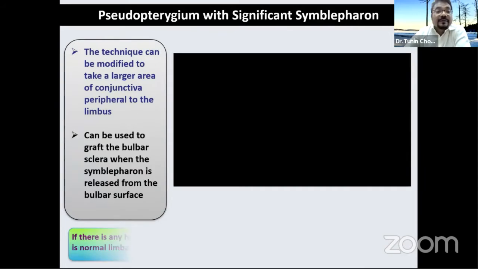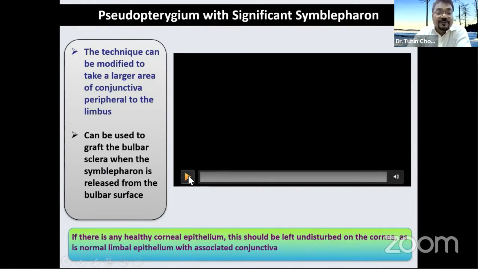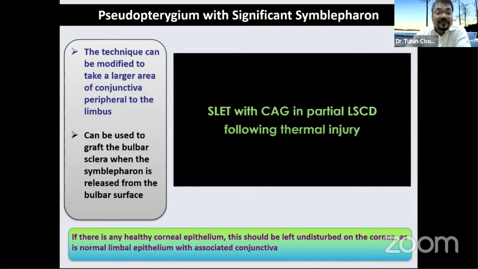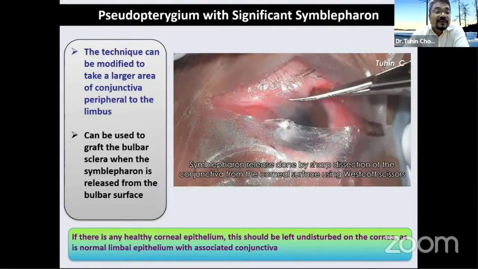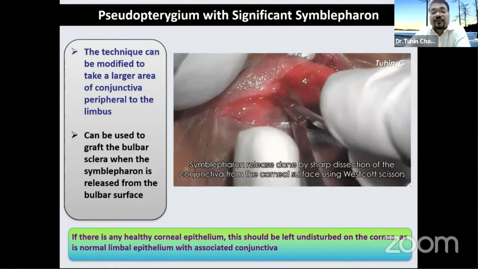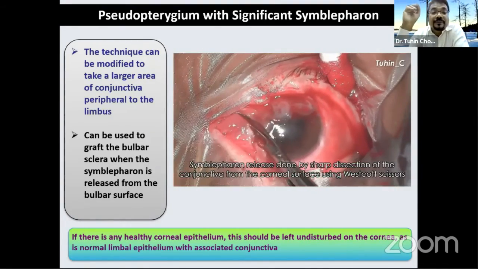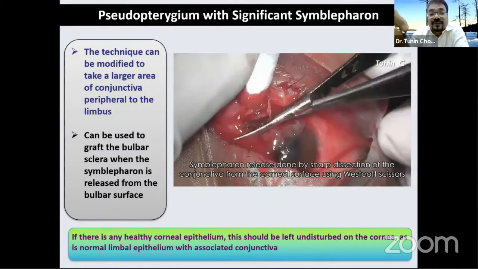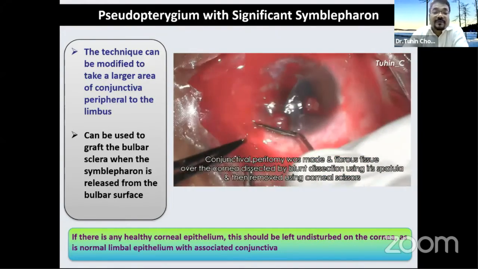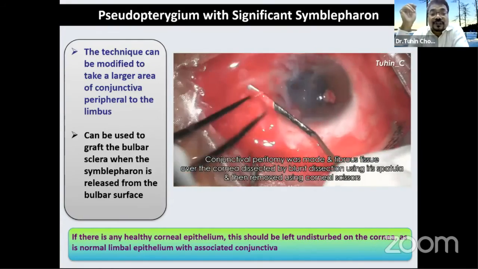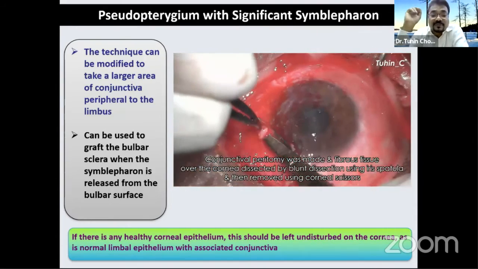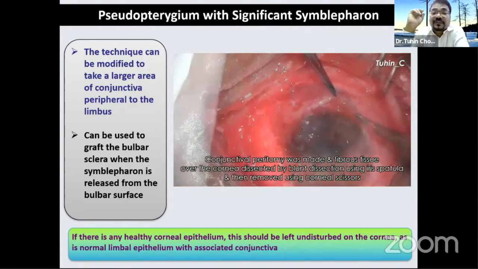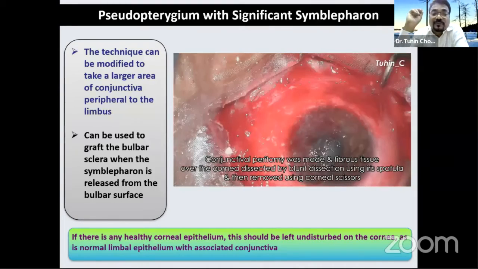So another patient who had pseudopterygium with significant symblepharon. This patient had a mortar metal injury, and so this technique can be modified to take a larger conjunctival autograft because here there is loss of conjunctival tissue. So unless you address this loss of conjunctival tissue, there is a chance of recurrence of this symblepharon. So conjunctival peritomy was made and fibrous tissue over the cornea is dissected by blunt dissection using the spatula and then removed using corneal scissors. And then all those fibrous tissues are removed.